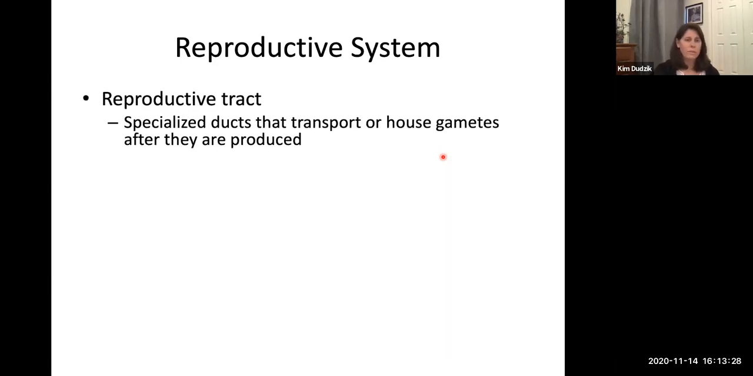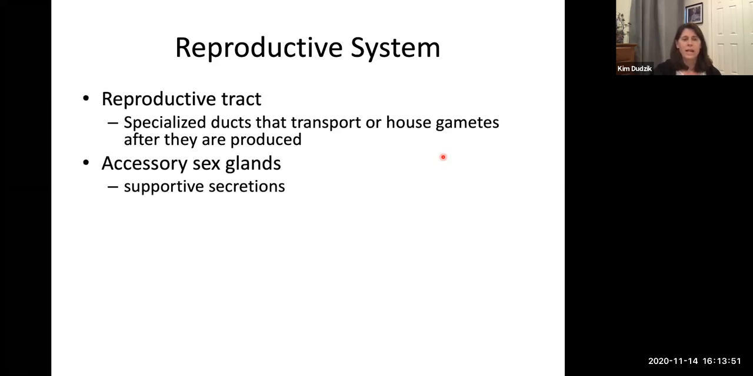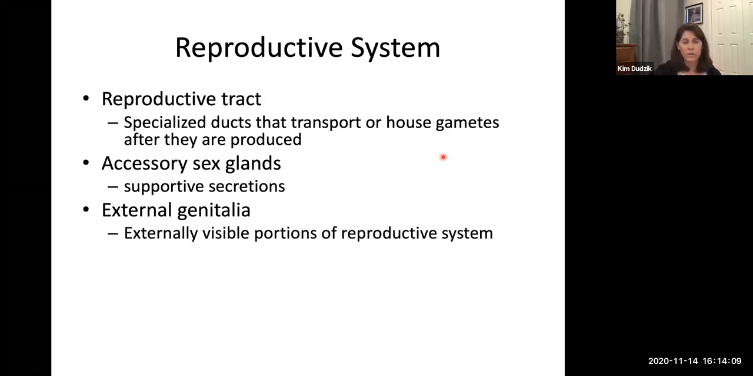Okay. So the reproductive system can be kind of complex. When we refer to the reproductive tract, we're referring to the organs that are actually specialized ducts that transport the gametes or house the gametes after they're produced. We'll talk about the organs of the reproductive tract. And then there are accessory glands, sex glands, that provide the supportive secretions. There are also glands associated along the reproductive tract, again providing these supportive secretions.